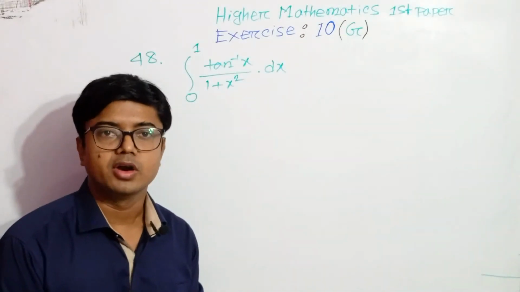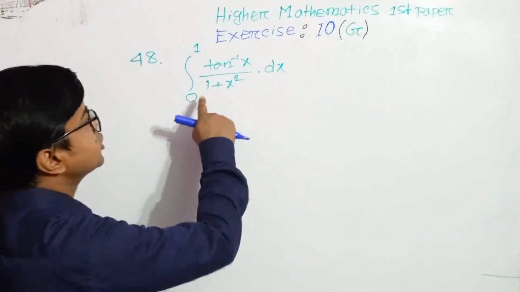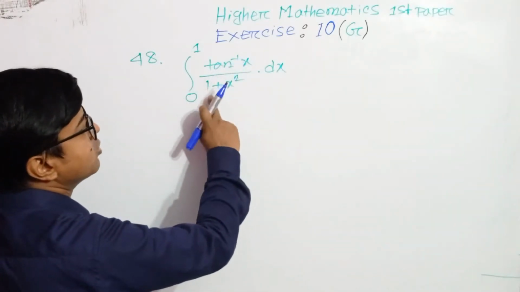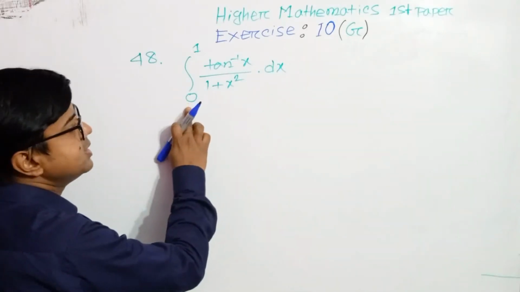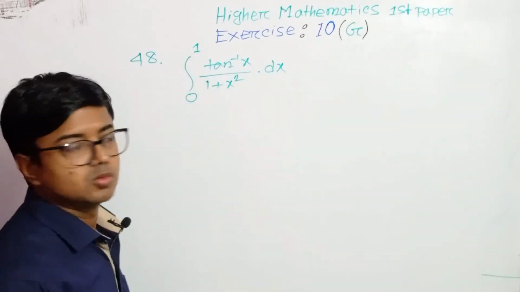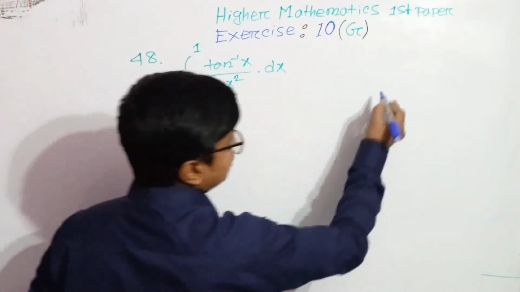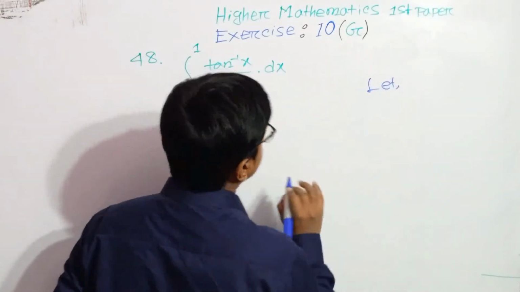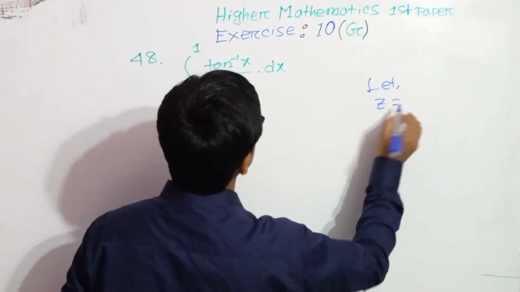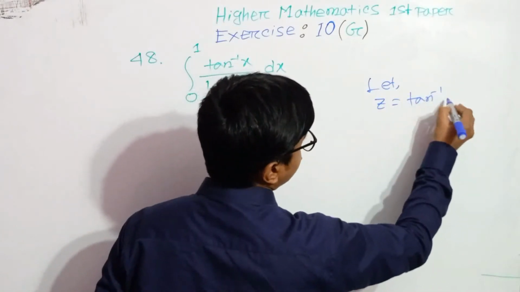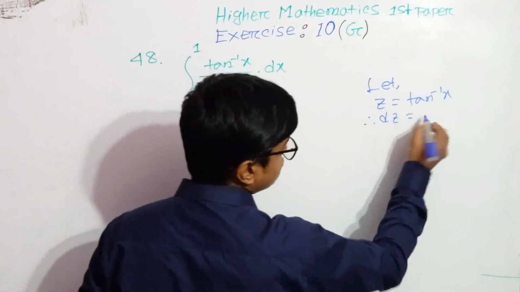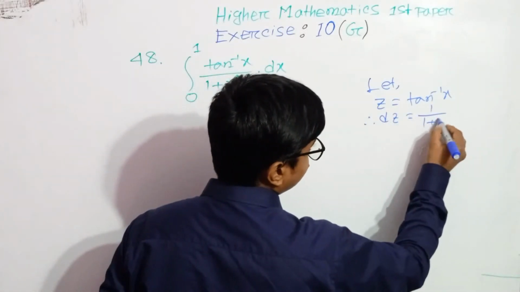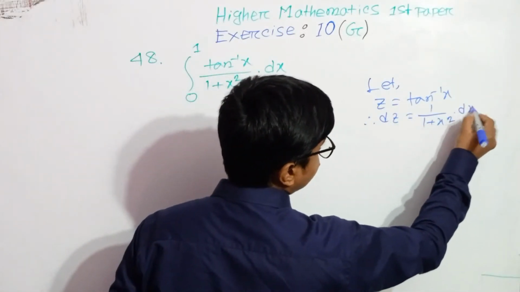Now question number 48. Integration of tan inverse x by 1 plus x square into dx. Here lower limit is 0 and upper limit is 1. So let z equal tan inverse x. Therefore dz equals 1 by 1 plus x square into dx.